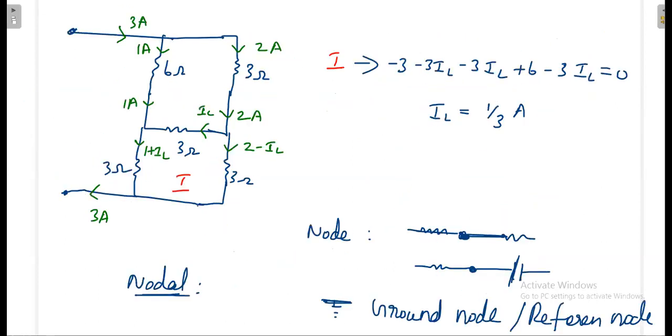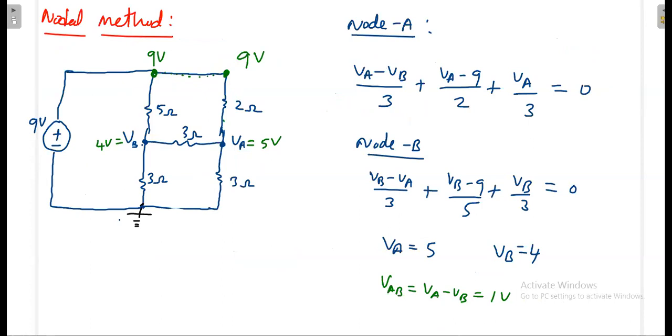Now that I know the potential here, I can simply mark it: plus 1 volt. Once it is plus 1 volt, I can mark the current here: 1 volt divided by 3, that is 1 by 3 ampere. Now this is 9 volt, this is 4 volt, so 9 minus 4 is 5 volt across the 5 ohm resistance. 5 divided by 5 gives 1 ampere current. Here 9 volt, here 5 volt, the difference is 4 volt.